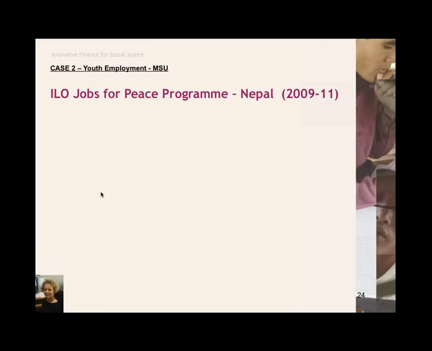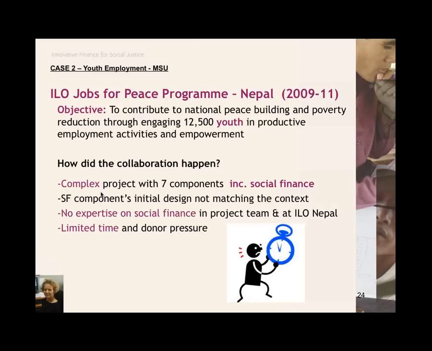In addition, SFP has focal points in most ILO offices worldwide, thanks to the Social Finance Network. Now let's see how SFP collaborated with this project in Nepal. As you see on the slide, the project had the very ambitious objective to engage 12,500 youth in productive activities in 2 conflict-affected areas of Nepal. It was a very complex project with 7 components, including employment-intensive infrastructure, skills, entrepreneurships, cooperatives, youth empowerment, and access to finance.